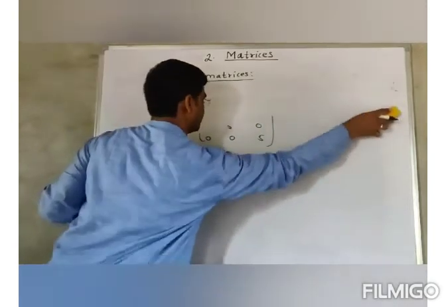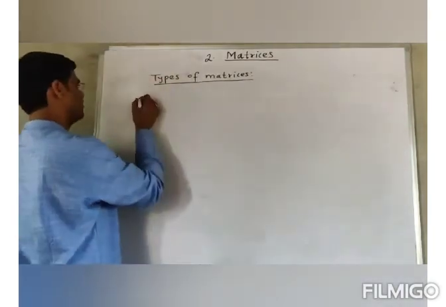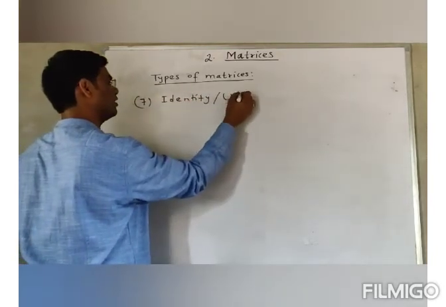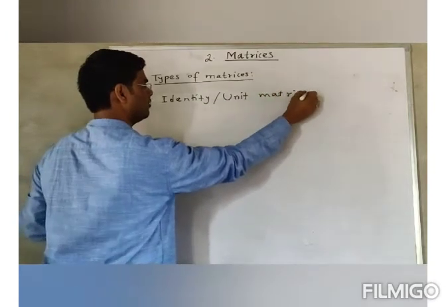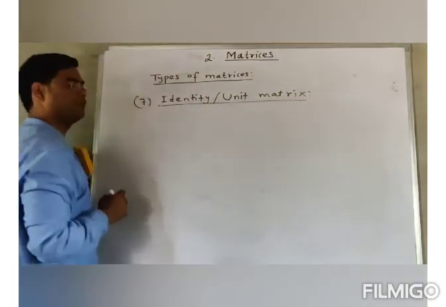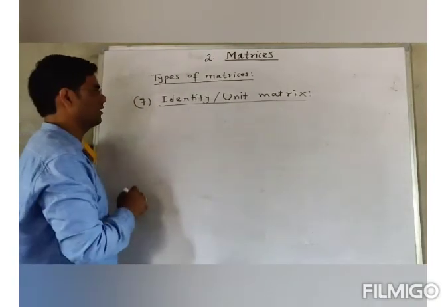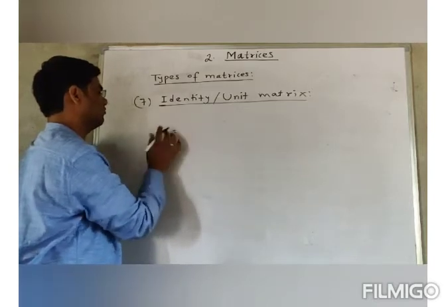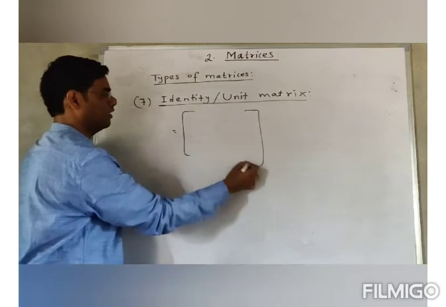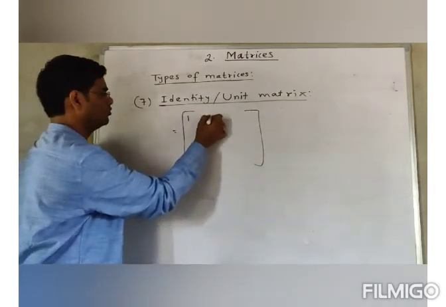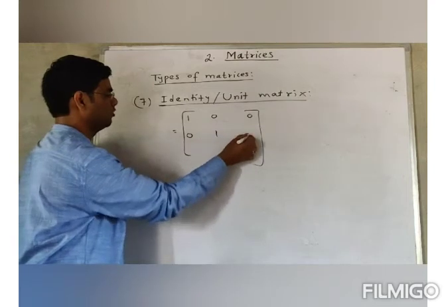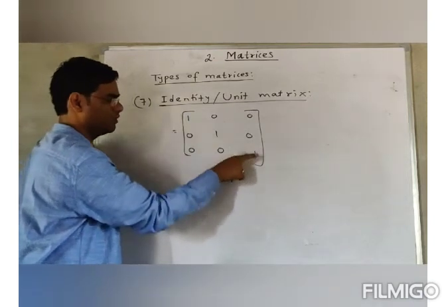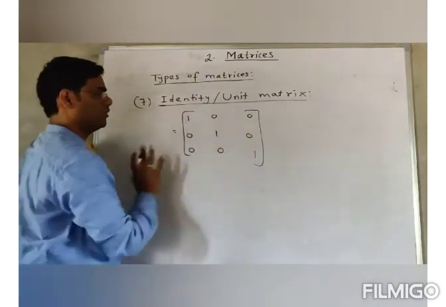Now the next type of matrix is the identity matrix, also known as the unit matrix. Unit means 1. So it is also a type of diagonal matrix, or a special case of scalar matrix. It is a diagonal matrix in which all the non-diagonal elements are 0 and the diagonal elements are always 1: 1, 0, 0, 0, 1, 0, 0, 0, 1.